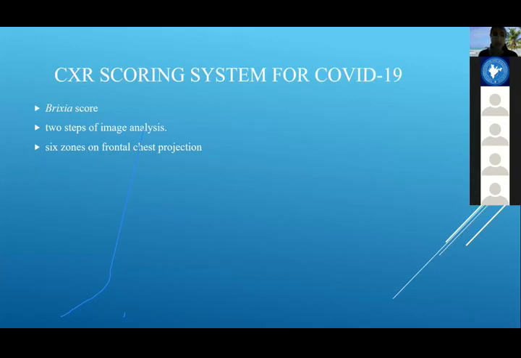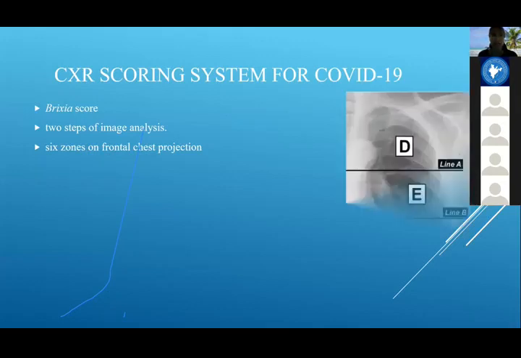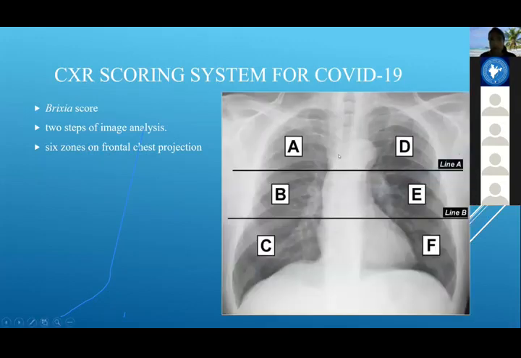There are two steps of image analysis. We should take a frontal chest projection. It can be either AP or PA, and we should divide the lung zones into three. So in a properly exposed and properly positioned chest X-ray, it's actually easy.